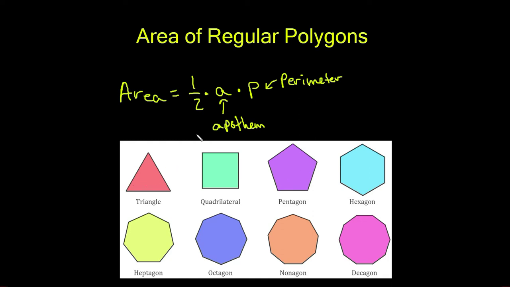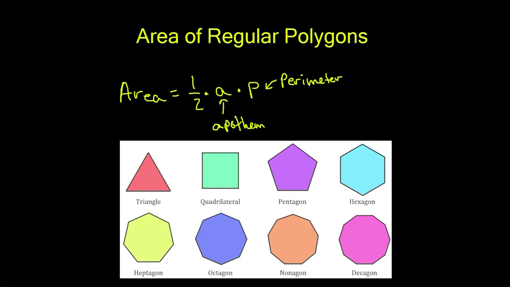And also, a regular polygon in the first place is any shape that has equal length sides and equal measure angles. So think about an equilateral triangle, a square, a pentagon, and so on and so forth.